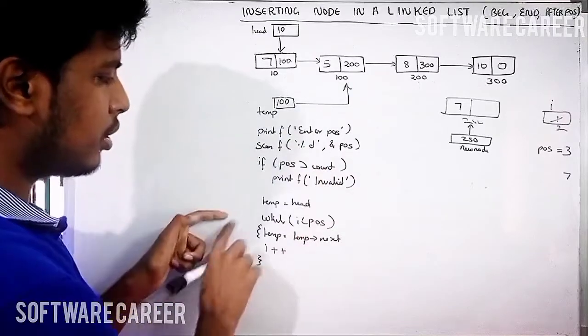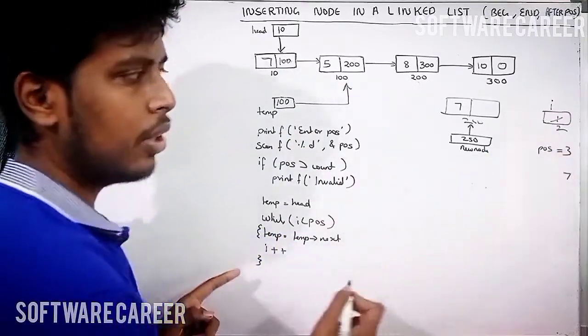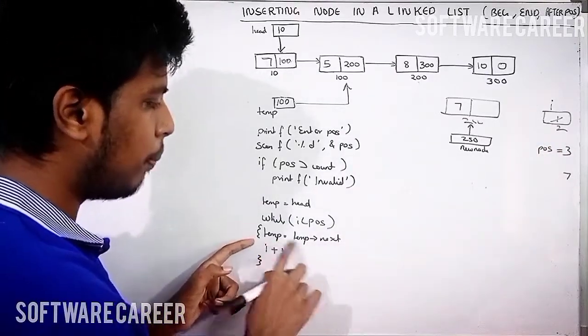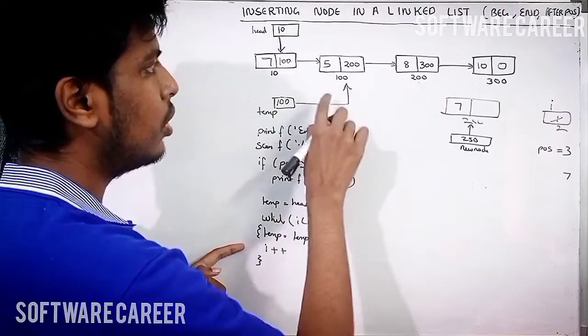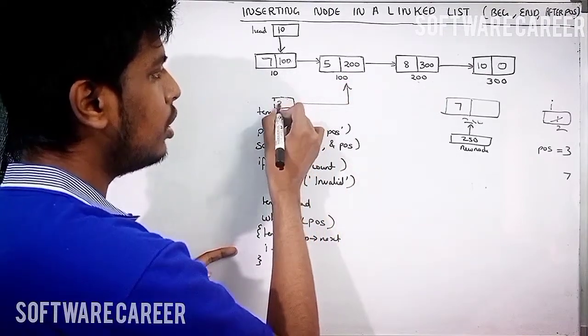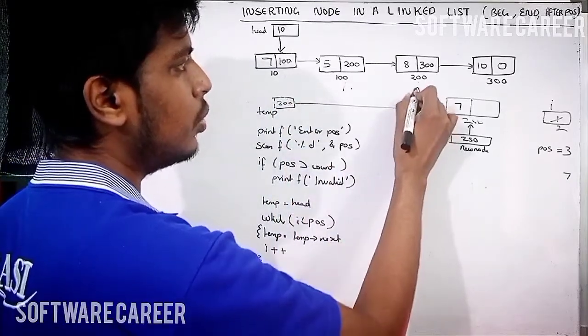Now again repeat the step. Check whether i is less than position. i is 2 here, and 2 is less than 3. So you can enter into temp = temp->next, so move to the next node. Temp is 100, 100's next is 200, so here 200 is written. So this temp pointer is pointing to the third node.